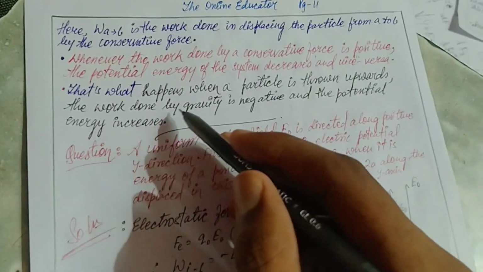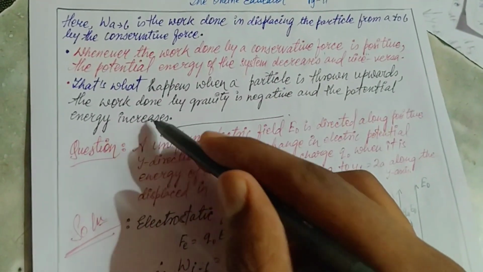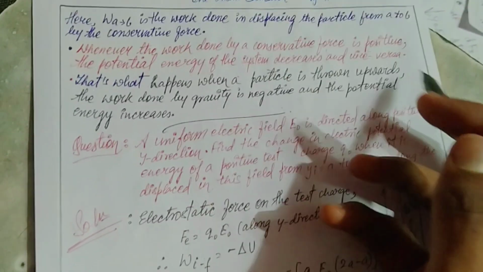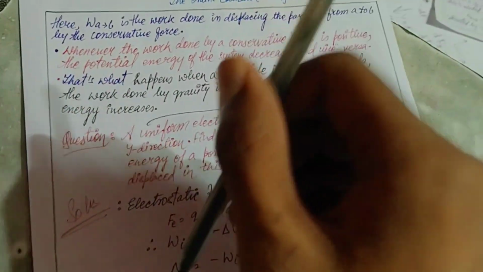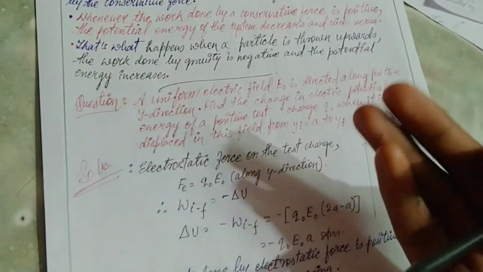That's what happens when a particle is thrown upwards: the work done by gravity is negative and the potential energy increases. When a ball is thrown up, the work done by gravity is negative and the potential energy increases.